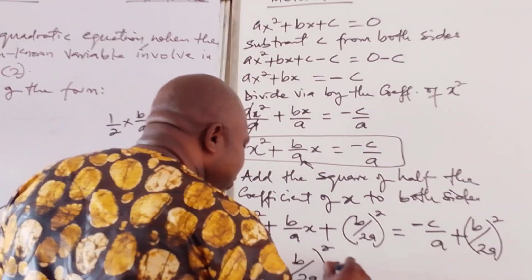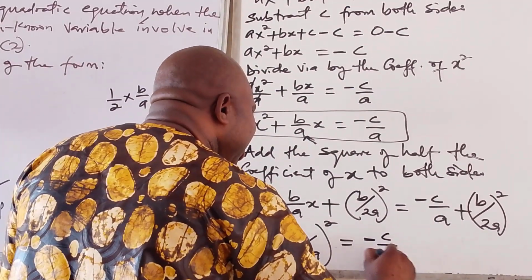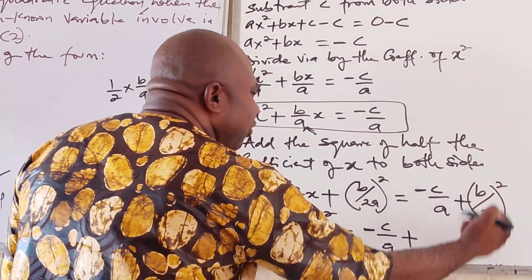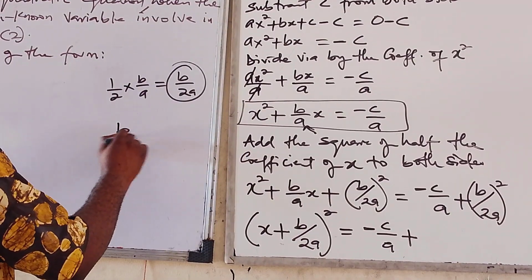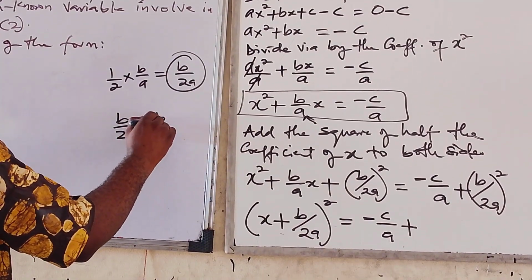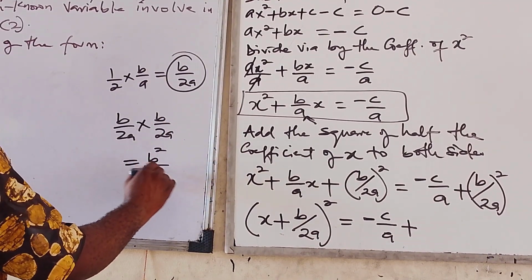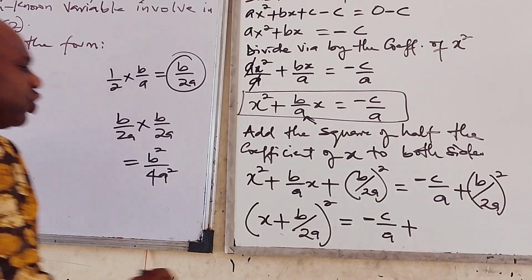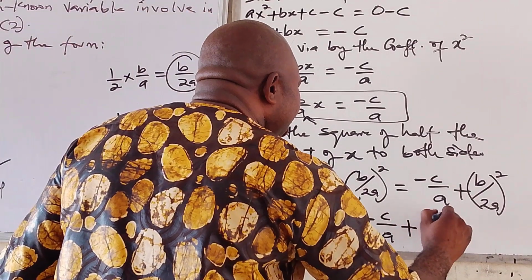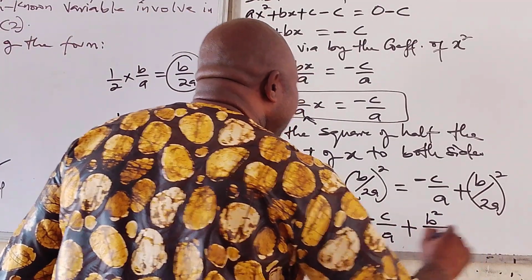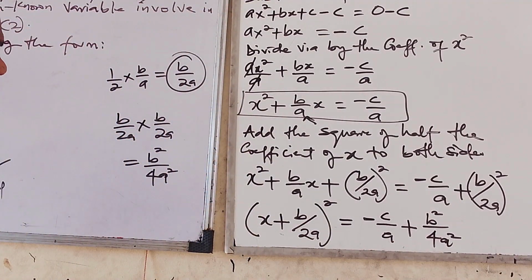Now, this is equal to minus c all over a plus (b all over 2a) squared, which is b all over 2a times another b all over 2a. And that will give us b squared all over 4a squared. So here we have b squared all over 4a squared.